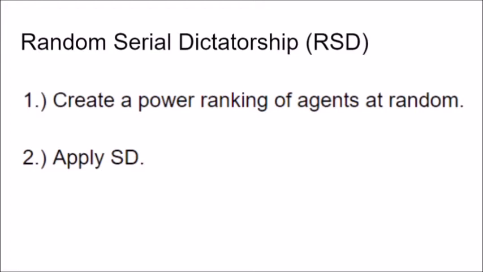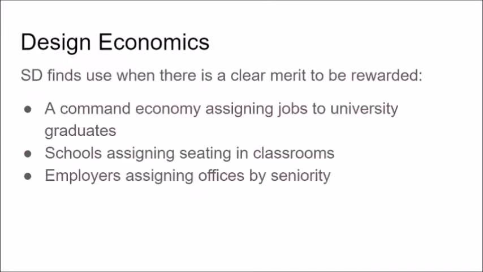Now we're going to go back to that design economics question for a second. Again, what kind of market and what kind of system do we wish to build? We've discussed three algorithms so far, and each of them does have use in different designing spaces. Serial dictatorship finds use when there is a clear merit to be rewarded. The former Soviet Union used the serial dictatorship algorithm to assign jobs to university graduates. The students' grades were considered their power variable. In Mexico City, schools that assign seating in classrooms use serial dictatorship, again using student grades, with the students that have the highest grades getting the first pick. And as we mentioned earlier, employers who assign offices by seniority, the employees who have been there the longest are considered the most powerful and thus get the best picks.